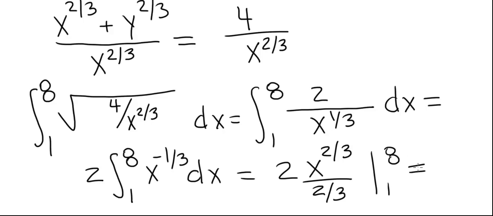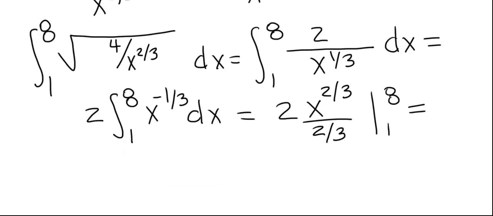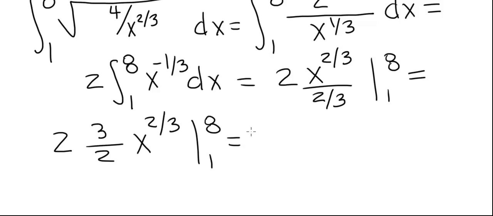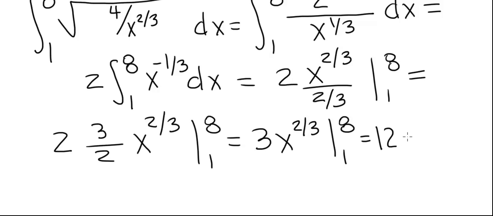Now we can simplify this even more. 2/3 in the denominator is 3/2, so this is 2 times 3 over 2 times x to the 2/3 evaluated from 1 to 8, which is 3 times x to the 2/3 evaluated from 1 to 8. Plugging in 8, cube root of 8 is 2. 2 squared is 4, times 3, that's 12. Plugging in 1, we just have 3. 12 minus 3 equals 9, which gives us the final answer. The arc length of this curve over the interval 1 to 8 is equal to 9.